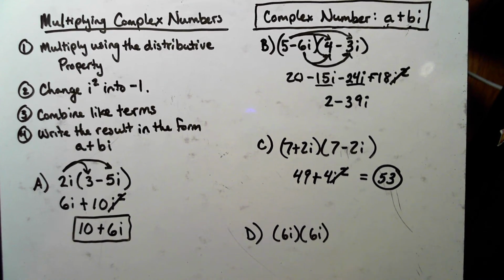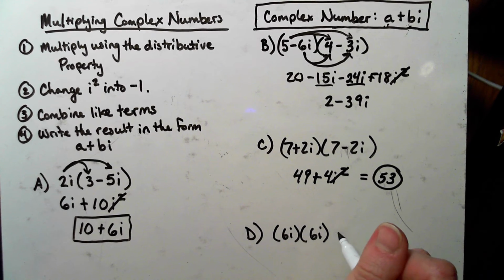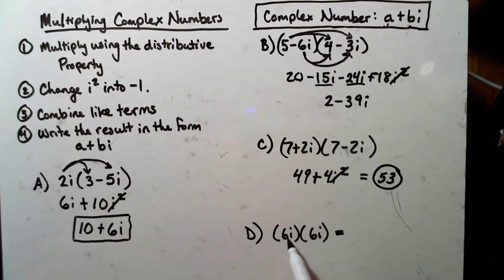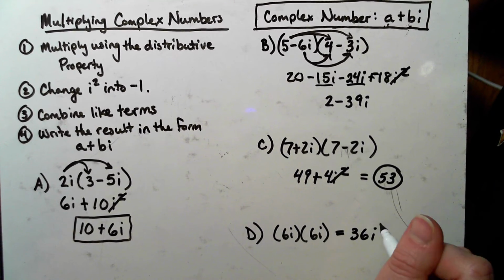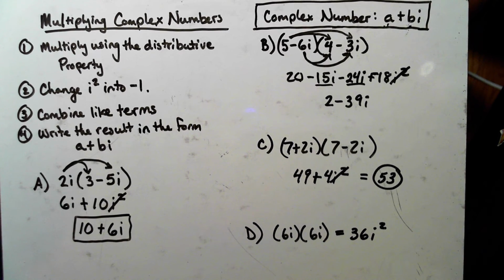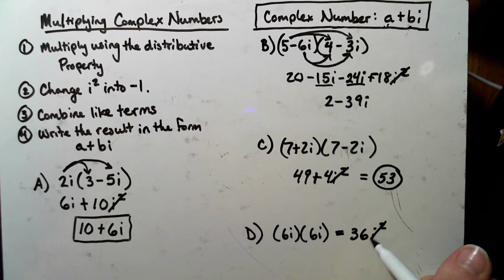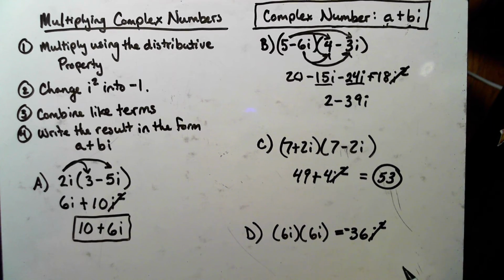Okay, now for the last one I have here, 6i times 6i. So when you multiply this, you get 6 times 6 is 36, and i times i is i squared. Now all I do, I cross out my i squared and write a negative sign in front. So my answer here is -36, and that's my answer.